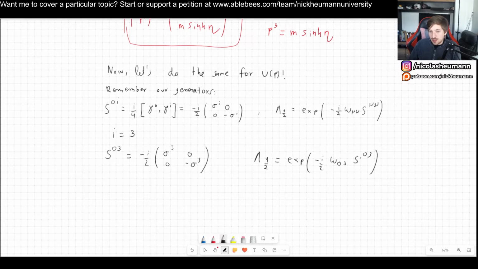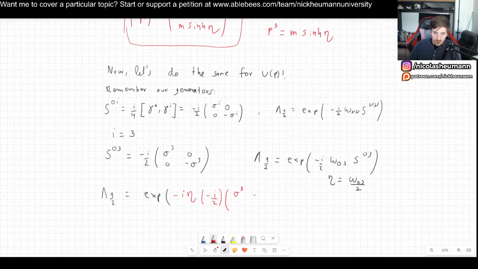So, well, here we can actually plug this thing in, and we get that our transformation is, well, the exponent. We can call this right here eta, which is going to be our omega 03 divided by 2, so that's the rapidity, as we mentioned before. That's just so that our nomenclatures end up matching. So this would be minus i, then we have our eta, and now we plug in S03, which will give us another minus i over 2. And then we have our little sigma 3, 0, 0, minus sigma 3.